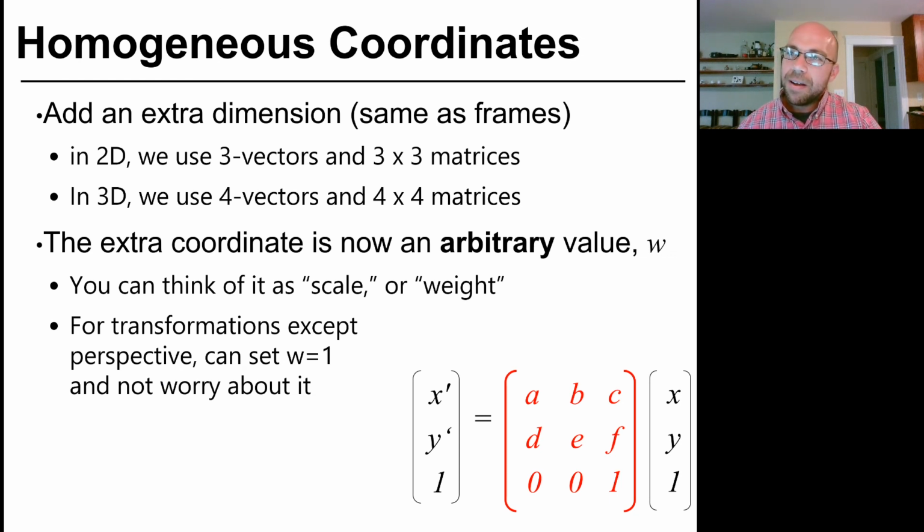Okay. So in 3D, it's basically the same. We're just going to use 4 vectors and 4x4 matrices. And in 2D, we'll use 3 vectors and 3x3 matrices. That last coordinate is some value. Actually, I think the word arbitrary here is not really right. But it's a value w that I can use for a scale or a weighting. Okay.